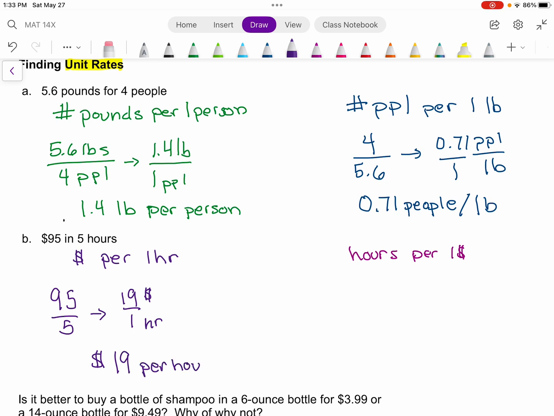Money is one of those few where we often put the unit before the number. That just makes more sense. Now, if we reverse that and we want hours per dollar, how long will it take to earn $1? I would have 5 over 95, which simplifies to 0.05 hours worked to earn $1.